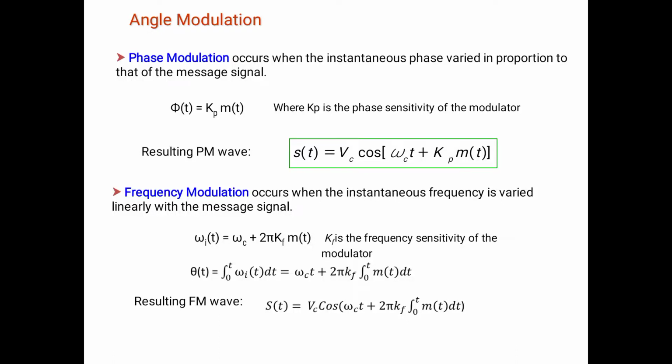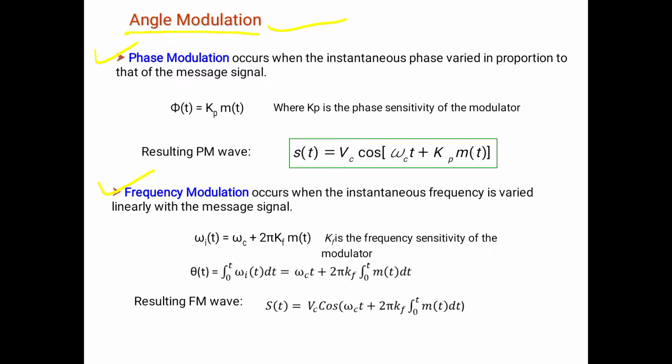Hello friends, in this video we are going to discuss one of the important modulation techniques in analog modulation, that is angle modulation. Here, angle modulation is the combination of two modulation techniques. First one is phase modulation and second one is frequency modulation. The phase and frequency modulations are together called angle modulation.